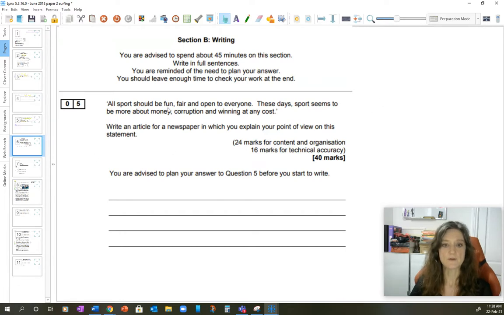All sports should be fun, fair, and open to everyone. These days, sports seem to be more about money, corruption, and winning at any cost. Okay, this is cool. So we're thinking about money, and I'm immediately getting some ideas, thinking about all the money in the Premier League. I'm thinking even with coronavirus at the moment, they're still trying to charge you ridiculous amounts of money to watch games on pay-per-view.